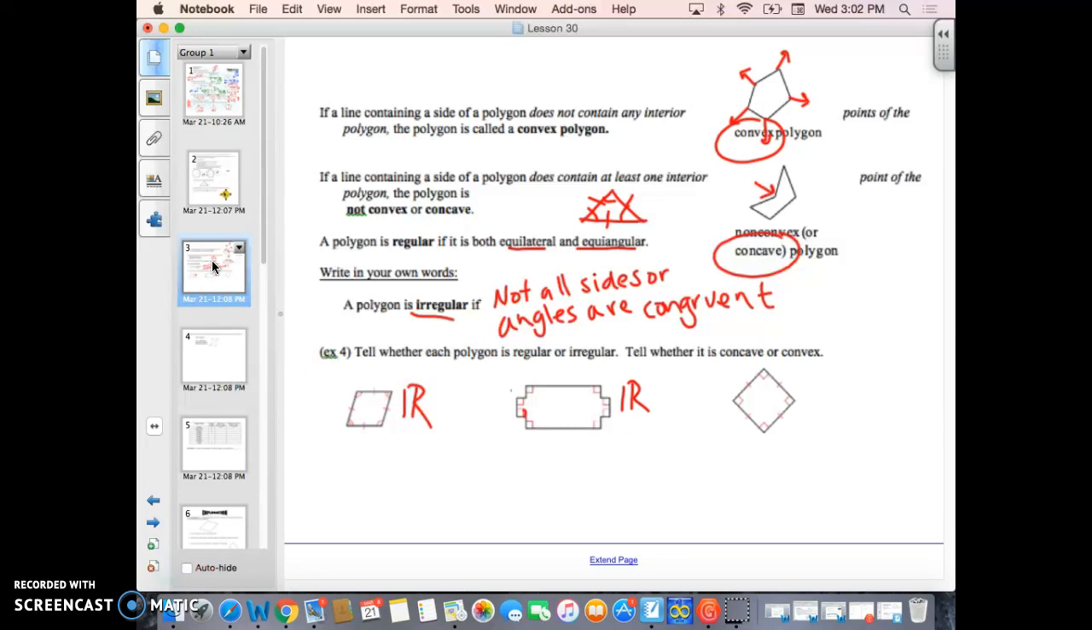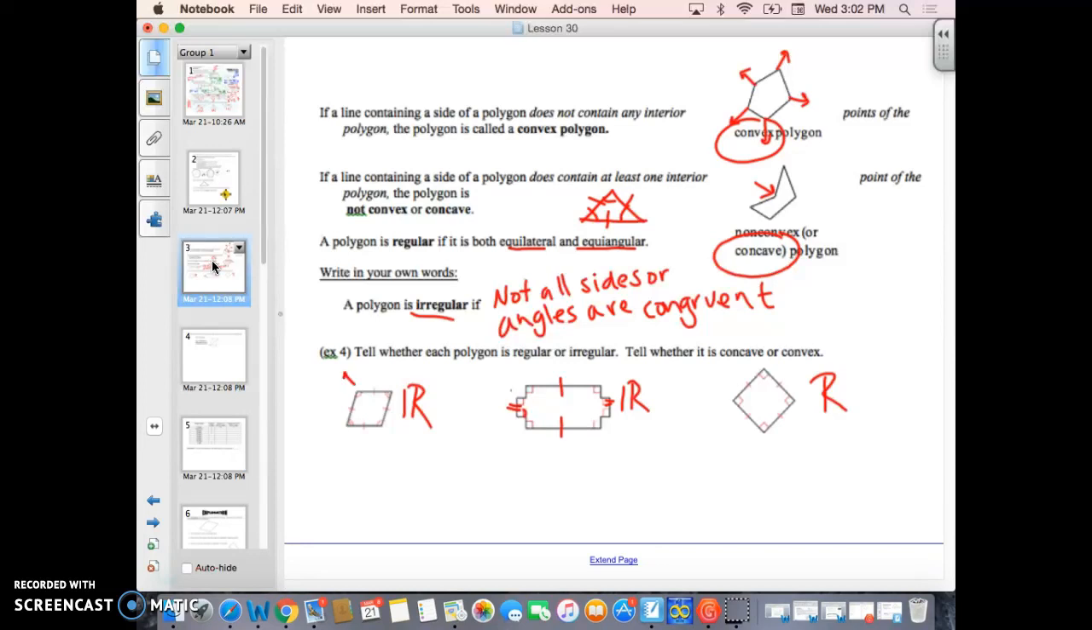And then here, I've got all 90-degree angles, and all my side lengths are congruent, so that's regular. I'm sorry, this is also irregular because the side lengths are different, right? We've got several different side lengths here. All right, now we want to say whether it's concave or convex.